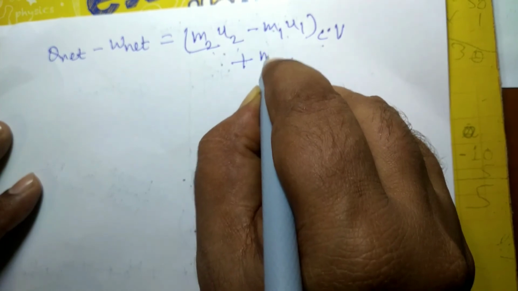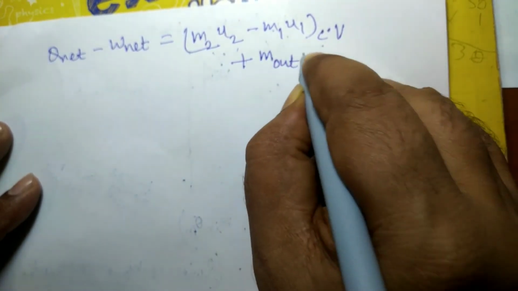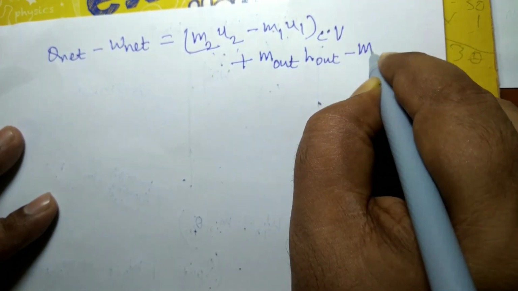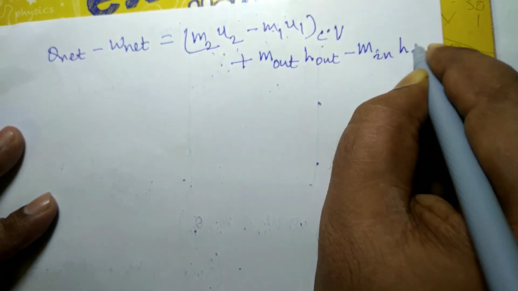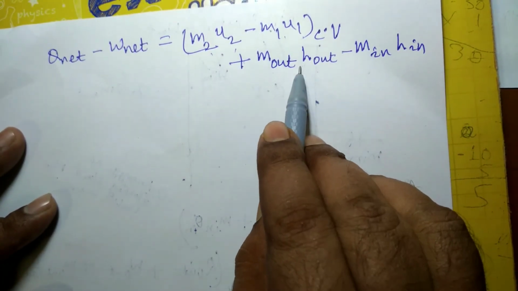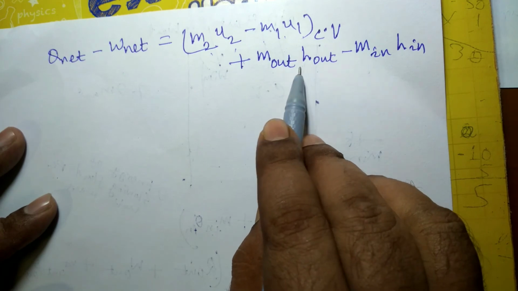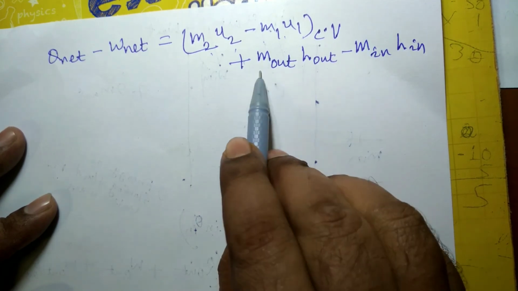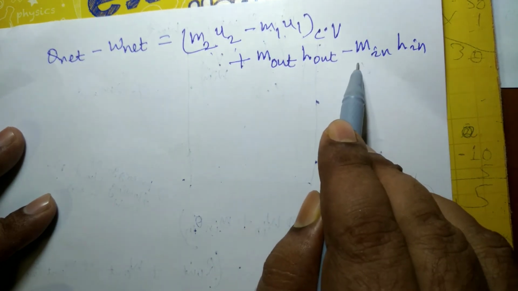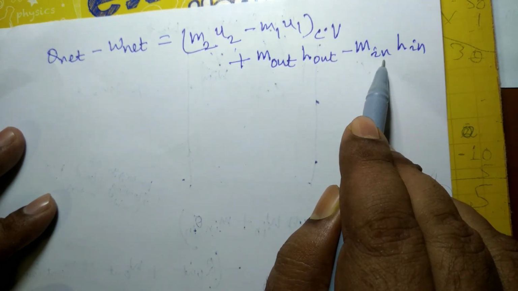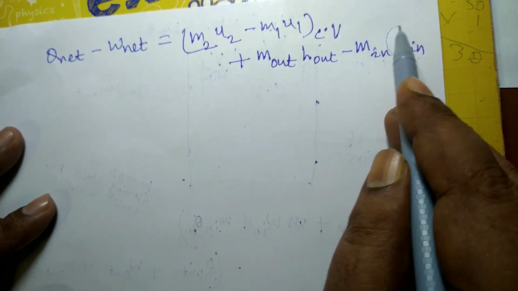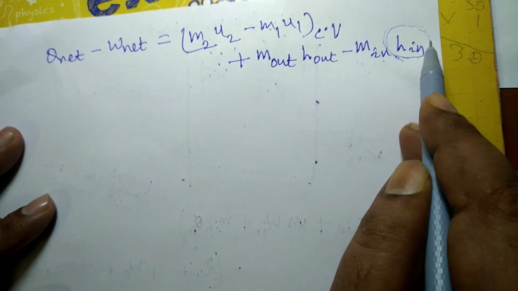plus M out H out minus M in H in. H out is the specific enthalpy of the fluid stream that is leaving, and M out is the mass of the fluid stream that is leaving. And M in is the mass of the fluid entering the control volume, with this H in representing the specific enthalpy of the fluid that is entering the control volume.